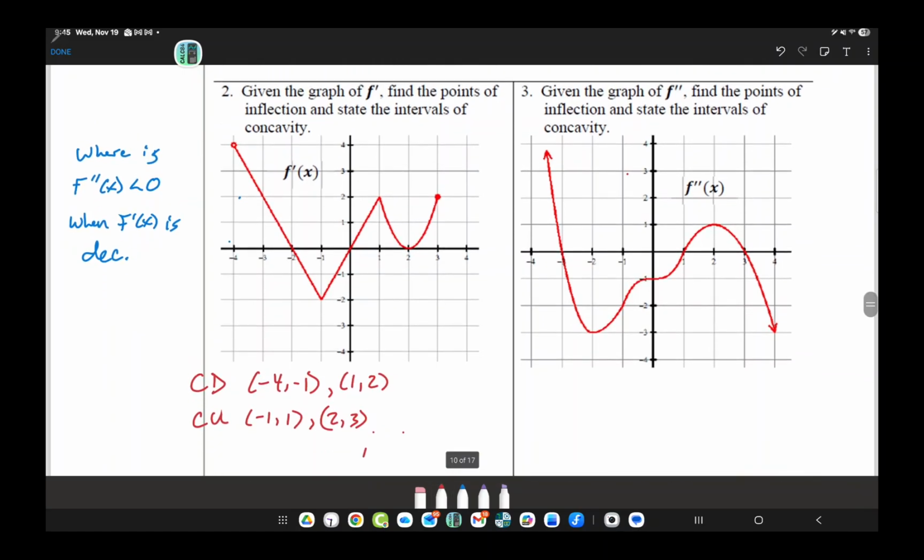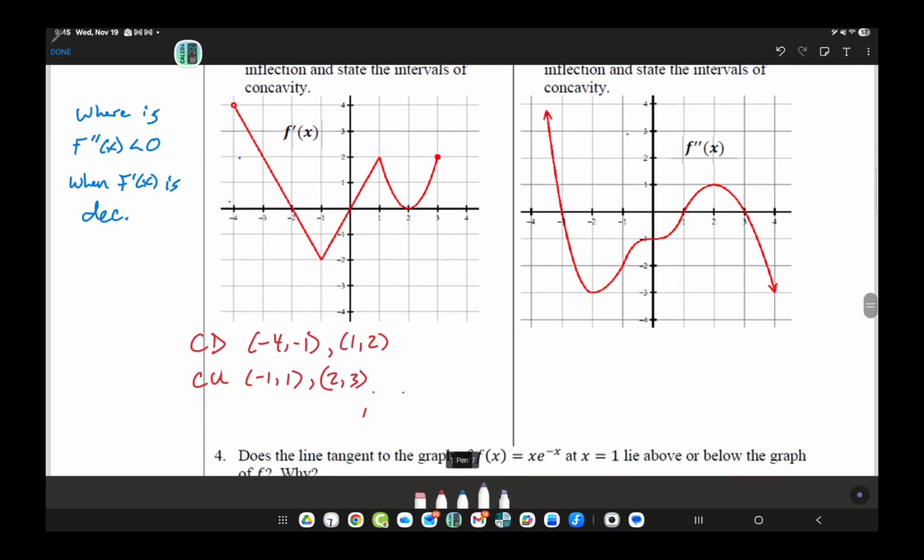Now it does say find the points of inflection too. So where does it change concavity? Here, here, and here. So points of inflection would be x equals -1, 1, and 2.